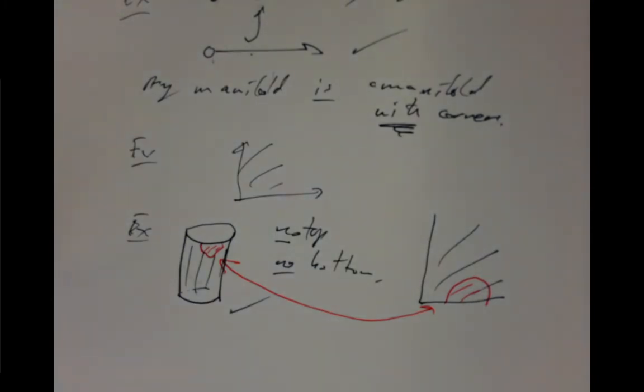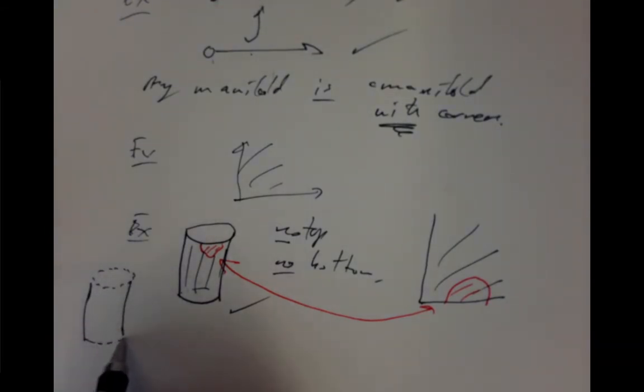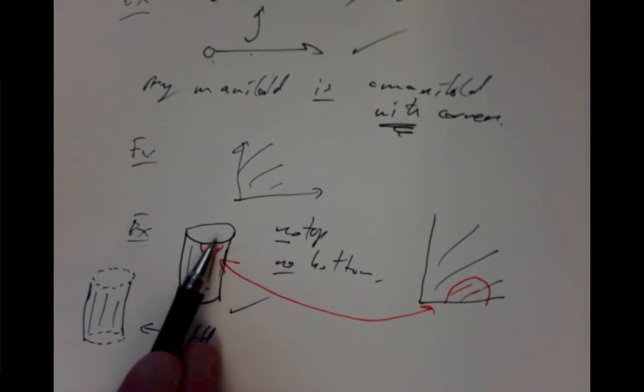Our previous manifold would have been, we would have allowed ourselves to have a cylinder as long as we didn't include any points at the top or any points on the bottom. That would have been fine. That's a manifold. Because it doesn't have any problem points at all. This thing has problems along the top. It's where it's prevented from being a manifold.